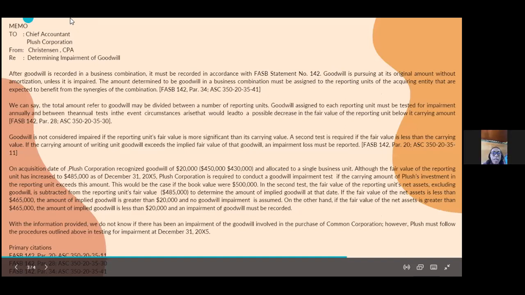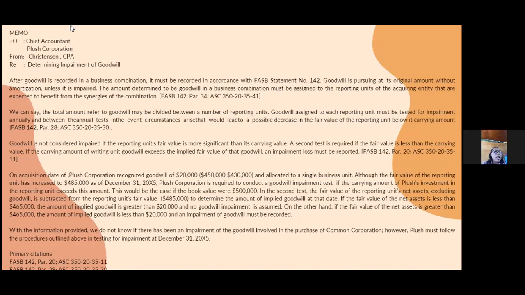Thank you, Raihan. So the memo is to the Chief Accountant of the Plush Corporation from Christensen CPA, regarding determining impairment of goodwill. After goodwill is recorded in a business combination, it must be accounted for in accordance with FASB Statement number 142. Goodwill is carried at its original amount without amortization unless it is impaired.